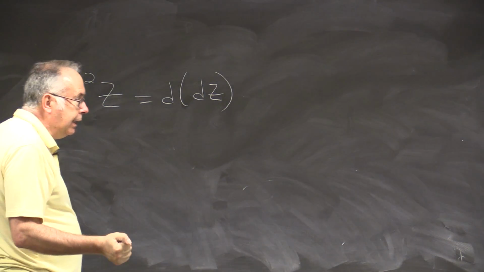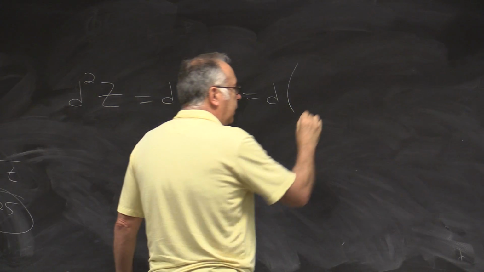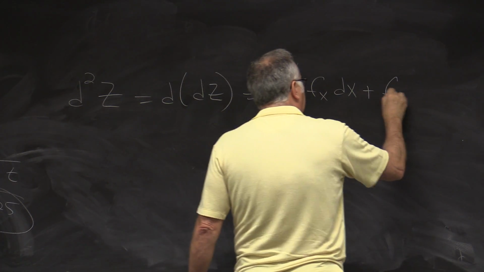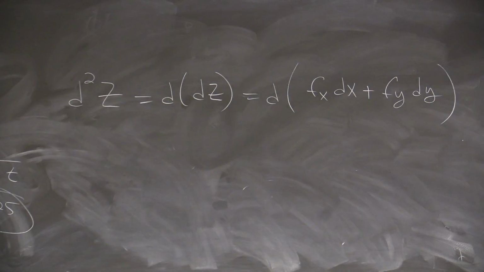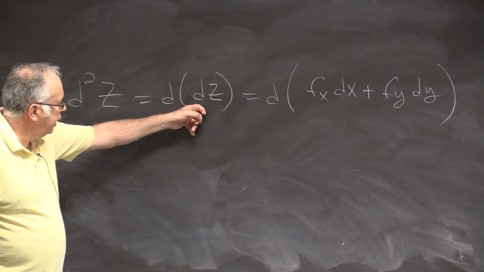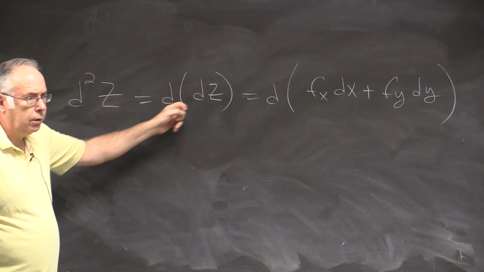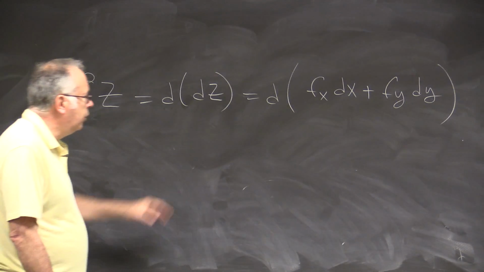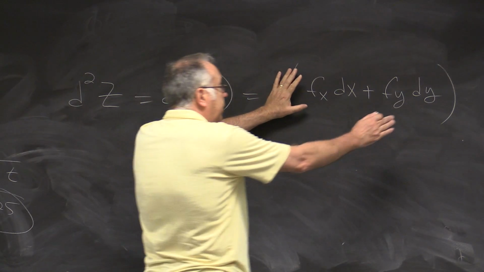And what is dz? Let's substitute in for what dz is. This is the total differential of this. So it's the change in the change in the z. It's like a second order, like the second order. And we're taking the total differential of this expression right here.